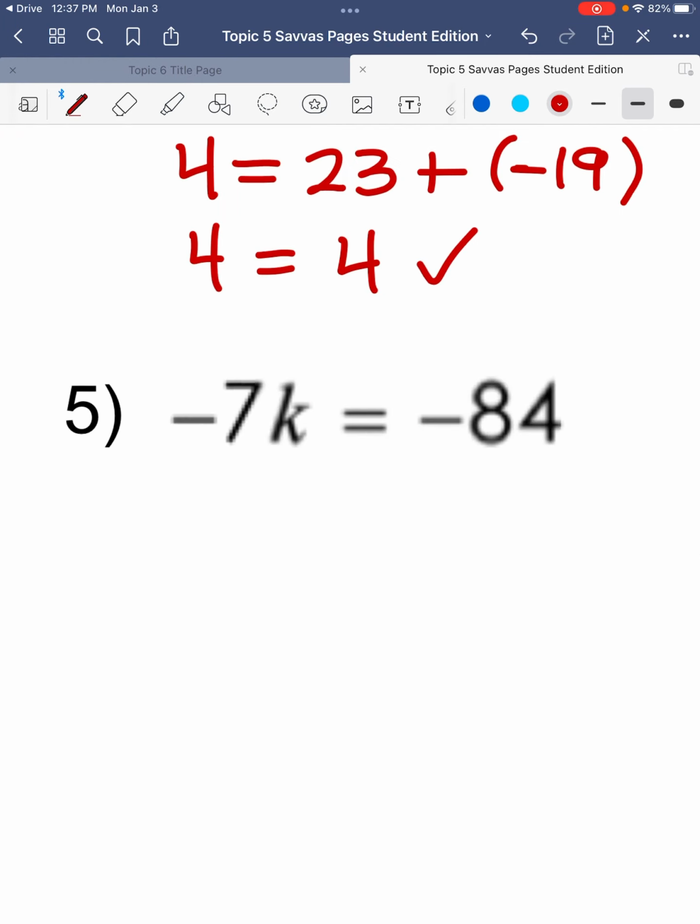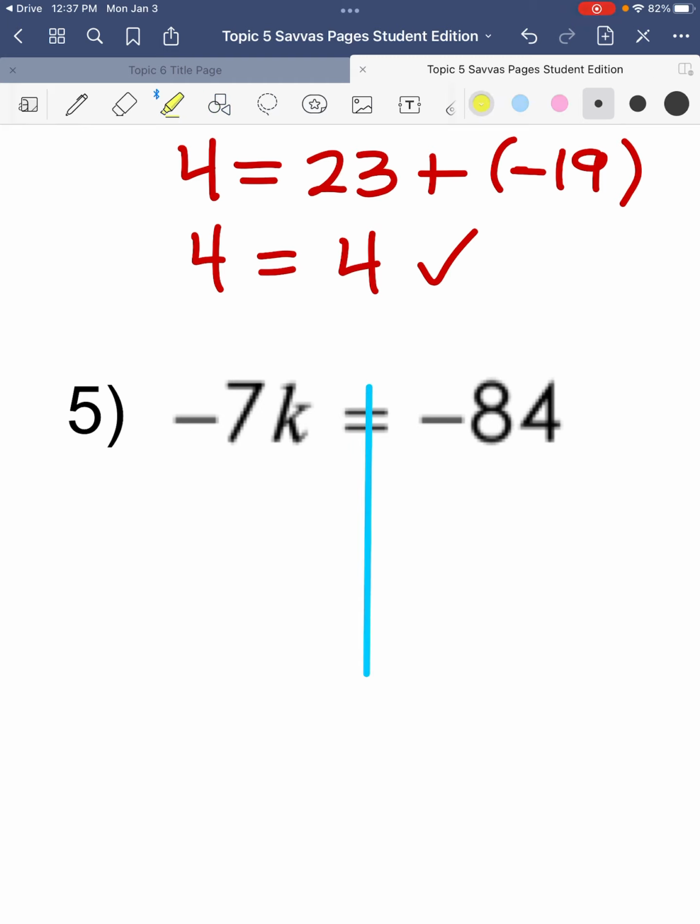Okay, let's look at number 5. So first things first, draw your line down your equal sign. That helps you remember that whatever you do on one side, you must do on the other. And then locate your variable, K. So I have -7K equals -84. How is -7 connected to K? If you said they're connected through multiplication, you're correct.